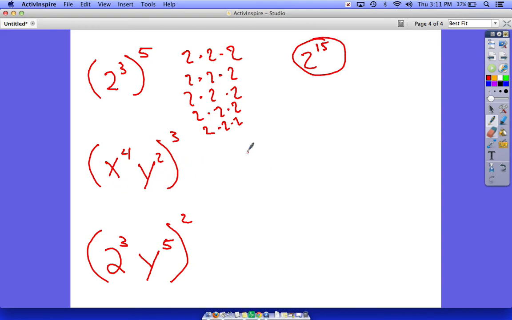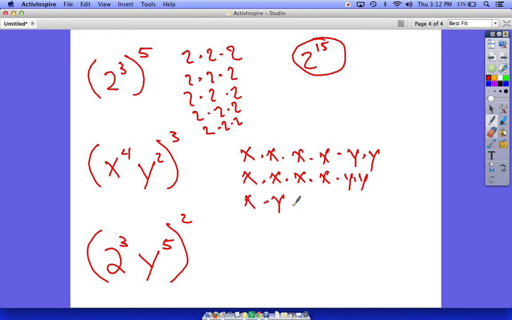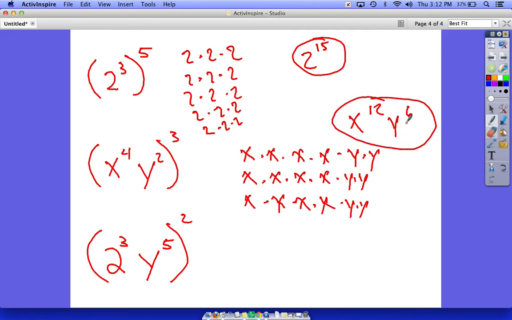Here, x to the 4th, y to the 2nd. I need 3 sets of this. So I've got x times x, and there's another set. Count them all up. I got 12 x's, and I've got 6 y's. There would be my final answer: x to the 12th, y to the 6th.